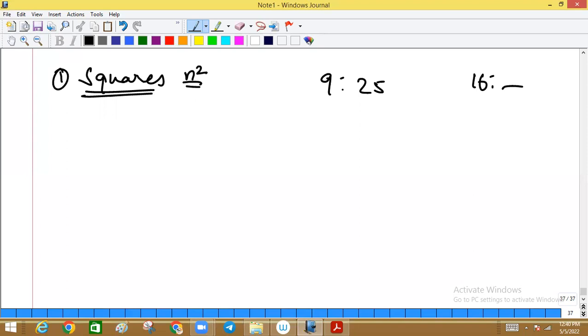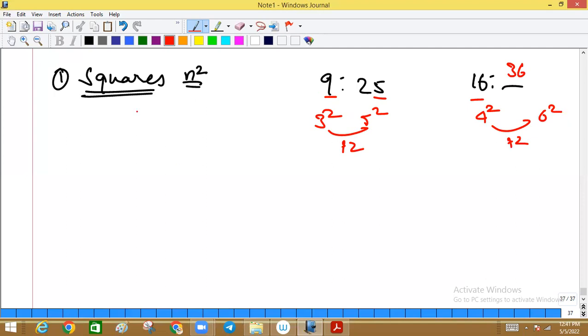What is the answer? 9, 25, 16, all these are squares. So obviously I can write 3 square, 5 square, 4 square. Means how much I have to add? 6, because the difference here is plus 2. So you do 6 square and you will get the answer 36. So the values of squares are also very, very important.